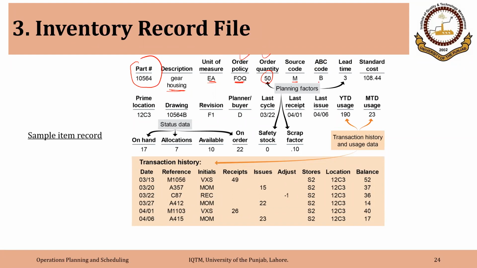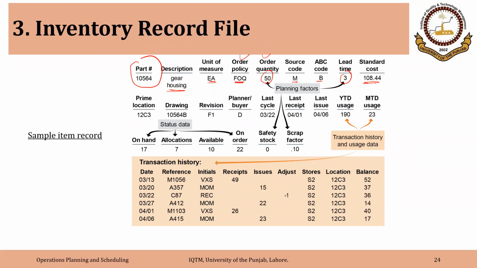And then there are some codes that are being used by the organization. The lead time is 3 weeks. If it is a purchased item, this is the purchasing lead time. And if it is a manufactured item, this is the manufacturing lead time. If the units are weeks, it is 3 weeks. If the units are days, it is 3 days.